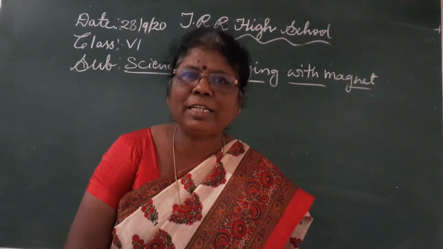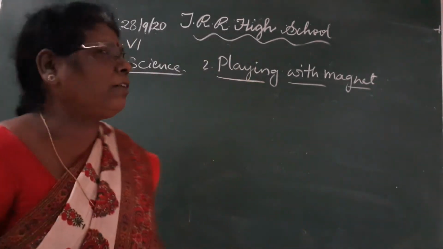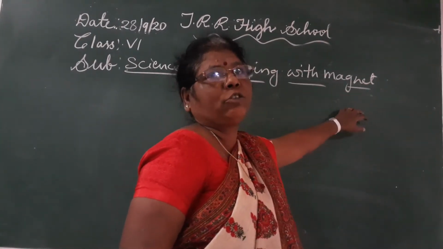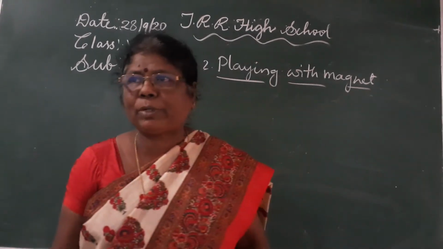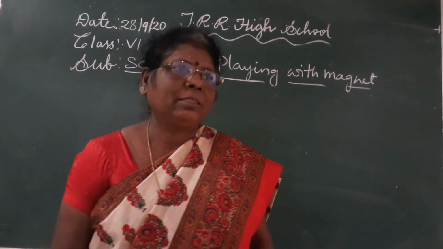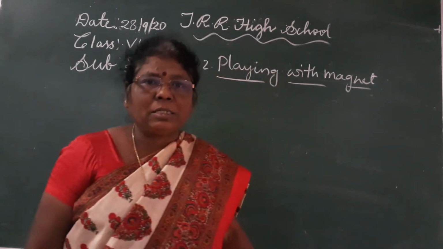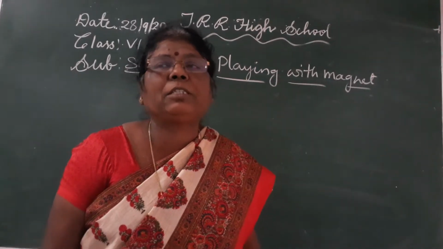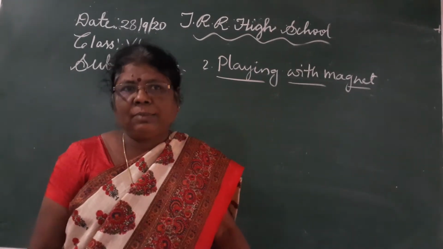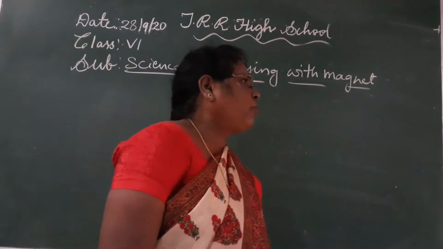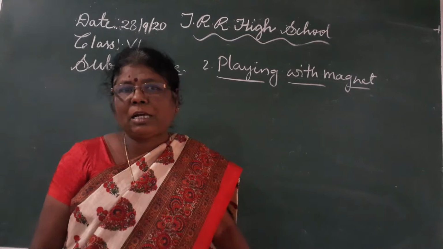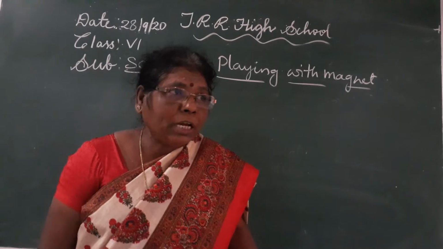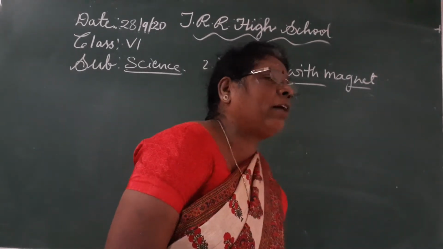Good morning, children. In the previous class, we discussed magnets. We discussed that magnets have an attractive property and are used to separate mixtures. Iron articles or metals will be separated because of this attractive property. These are called magnetic materials. We discussed magnetic materials and non-magnetic materials, and next we discussed the poles of a magnet.